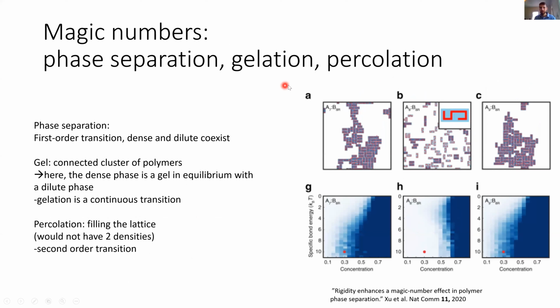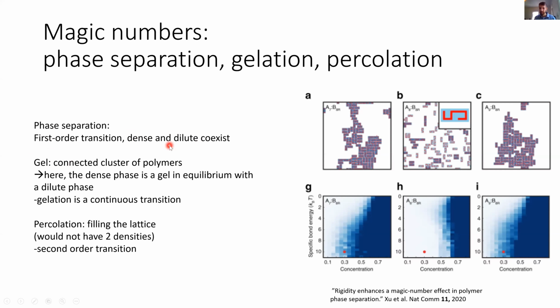We had some questions about the terminology, like what's the difference between phase separation, gelation, and percolation. So just to give you a rundown: phase separation is what we've been talking about this whole time, where you have a dense droplet which coexists with the dilute phase. If you're familiar with the classification of phase transitions, this is a first order phase transition because there's a discontinuity in a first derivative of the free energy.